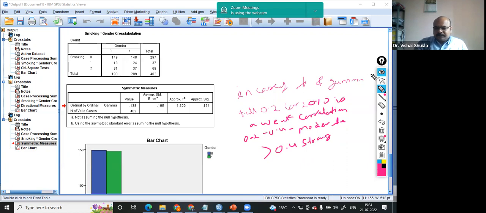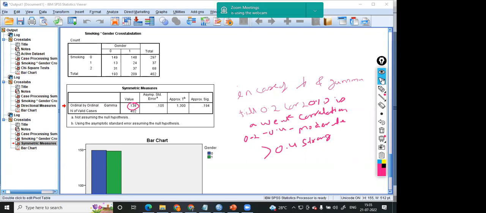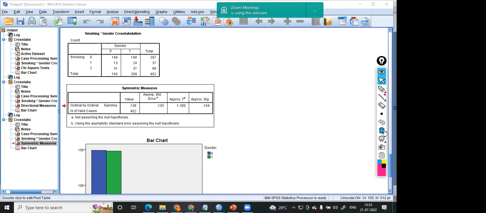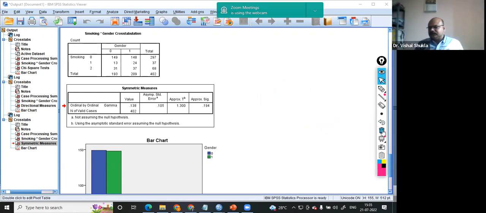And reliability is the measurement of correlation between items. So if this value is greater than 0.4, there is a strong correlation, and you can say that your categorical measurements are reliable. Now, is this clear? Yes, sir. Fine. So apart from testing association, these are also used for testing reliability.